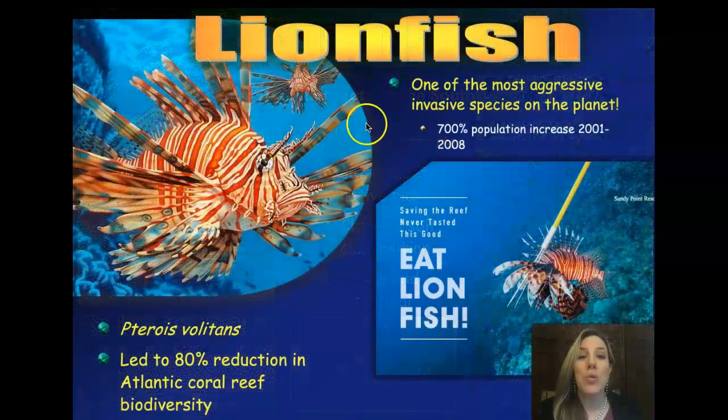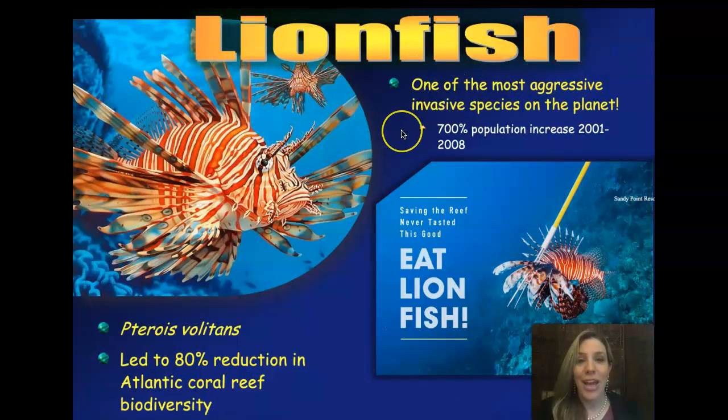One of the most aggressive invasive species on the planet, the lionfish. And don't let the good looks of this guy fool you. This beautiful fish is dangerous, and he's dangerous not only to humans, but to the Atlantic coral reef ecosystem. So the lionfish was first found off the coast of Florida in the mid-1990s.